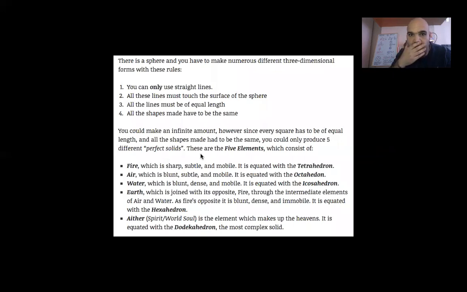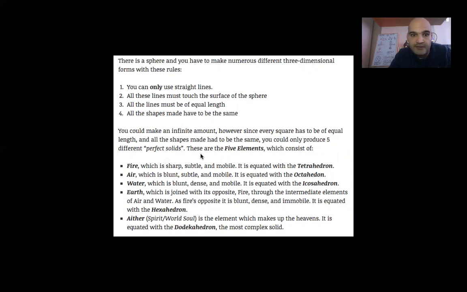So moving on, these are some basic fundamental things about the Platonic solids. There is a sphere, and you have to make numerous different three-dimensional forms with these rules. You can only use straight lines. All these lines must touch the surface of the sphere. All lines must be of equal length. All the shapes made have to be the same. You could make an infinite amount. However, since every side has to be of equal length, all the shapes made had to be the same.